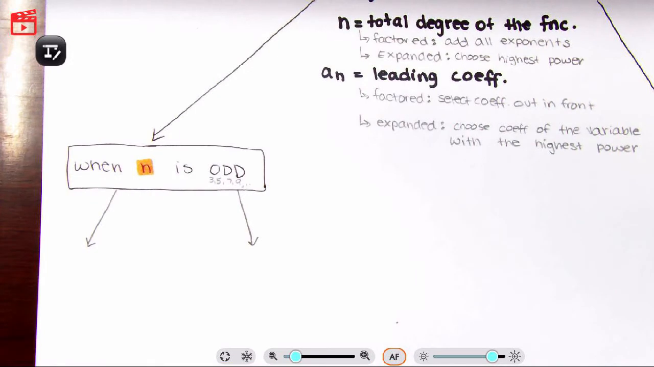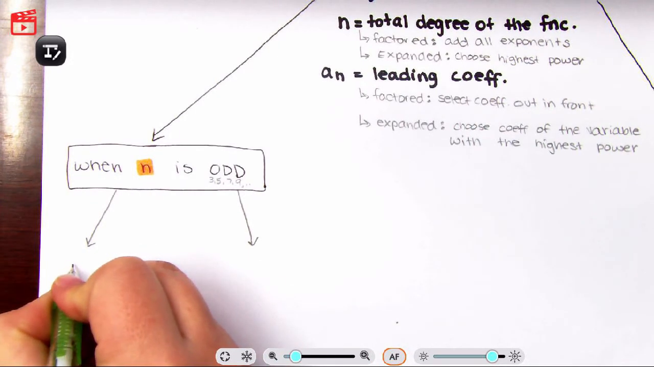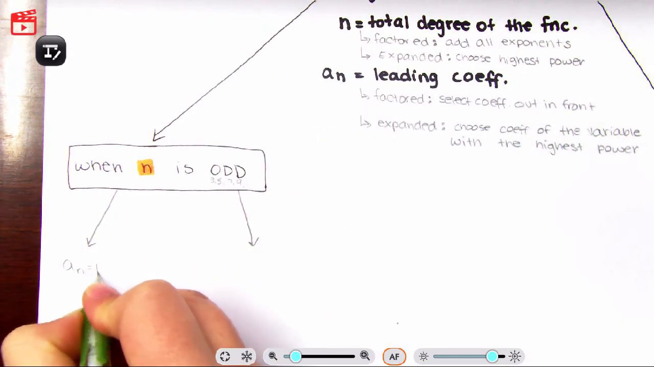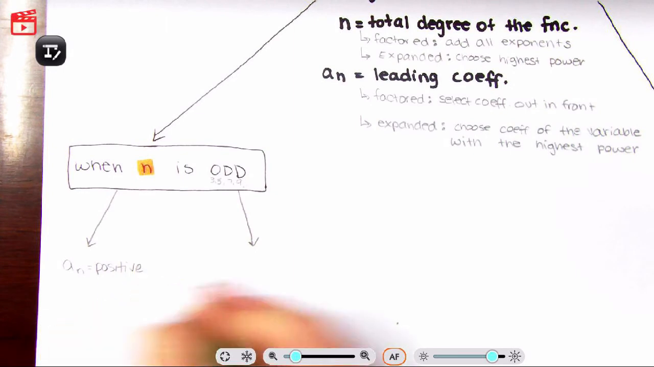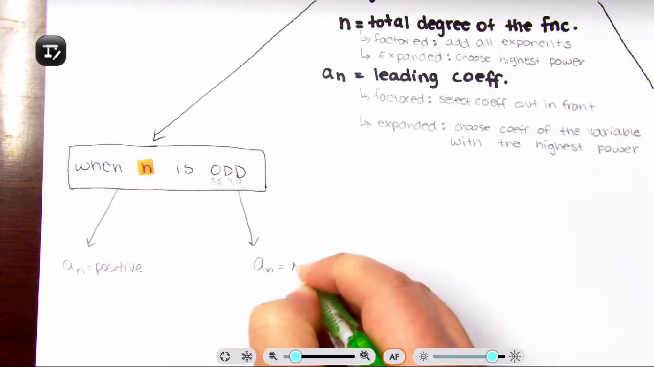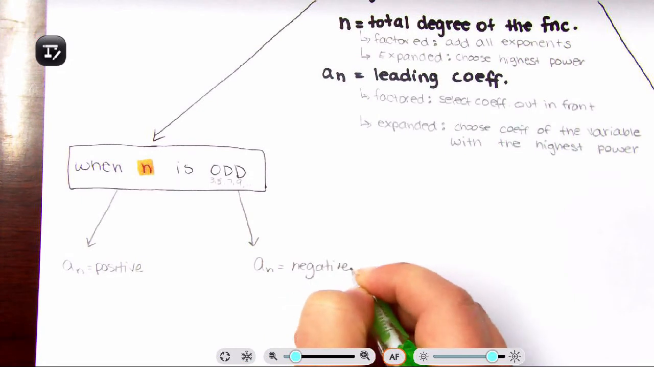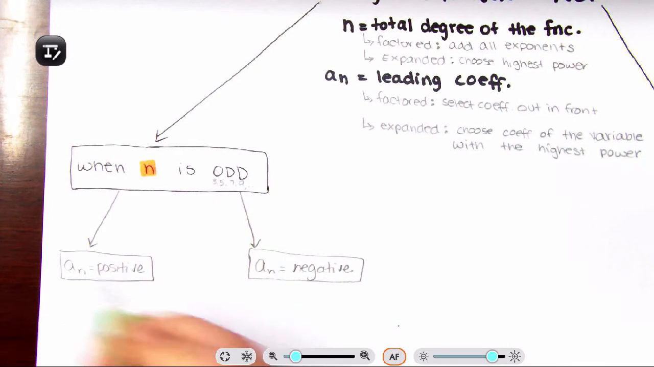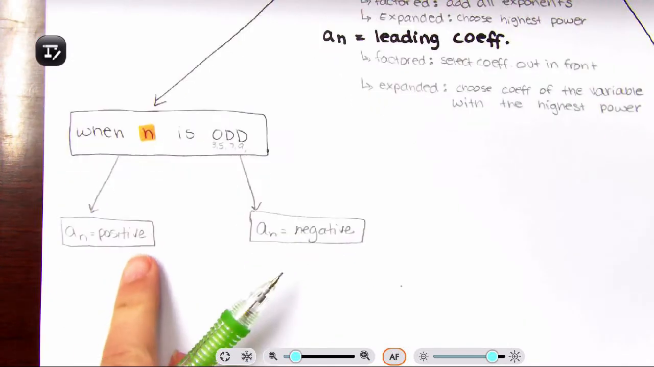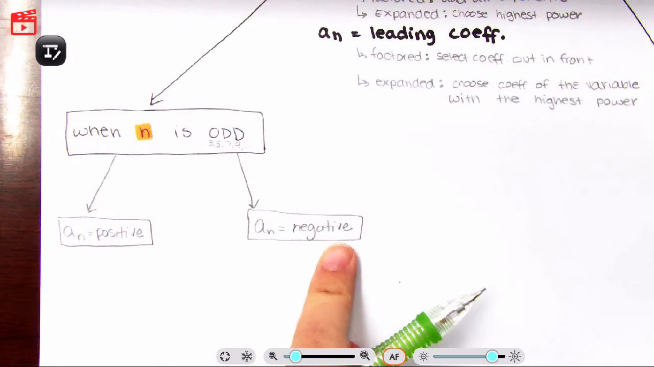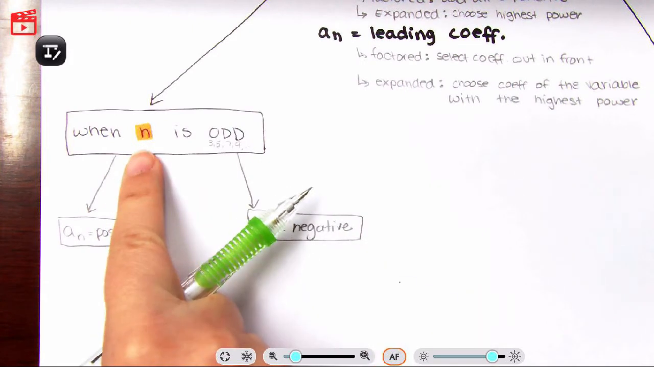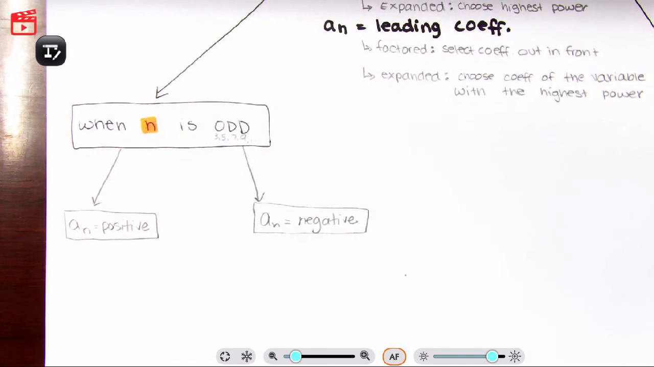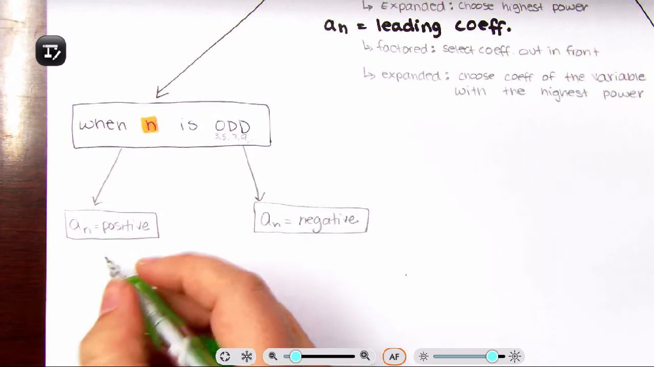The first choice is your leading coefficient, your a sub n, can be positive, or you can have your leading coefficient be negative. I don't care about the number out in front. That number can be whatever it wants. All I'm looking for, if my leading coefficient is positive, it means something. If it's negative, it means something. The numeric value matters for your variable exponent, so your exponent of the highest power, or when you're doing your total degree of the function.